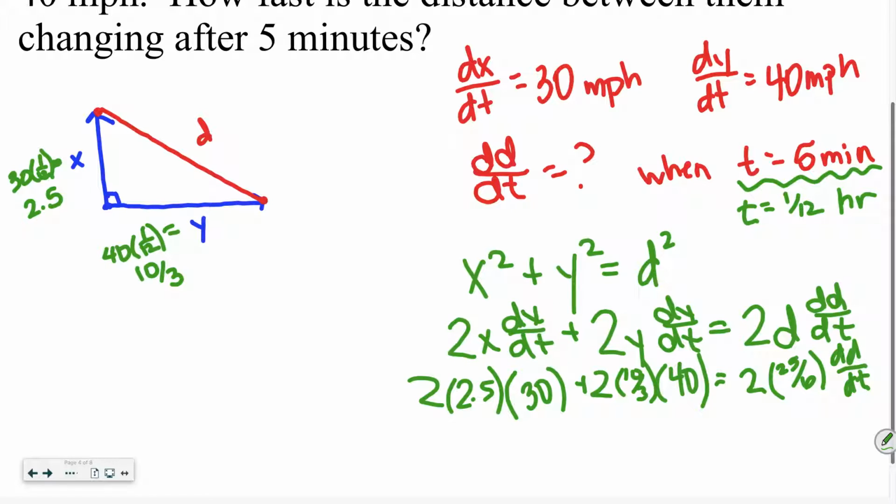You get 25/6. Yeah. Okay. If you take 2.5 squared plus 10/3 squared, and then you take its square root, your calculator gives things back to you in fractions if you ask for it. We get 25/6. Okay.